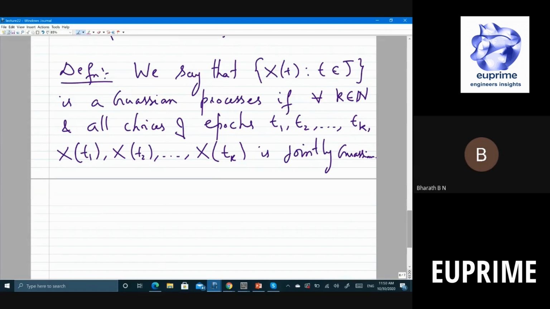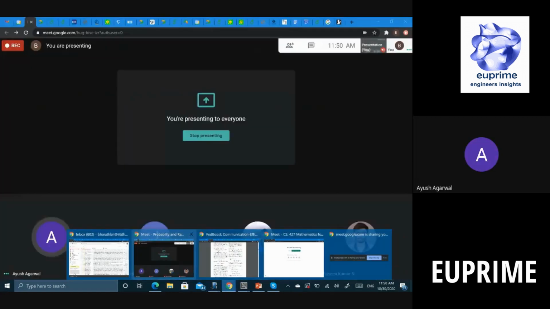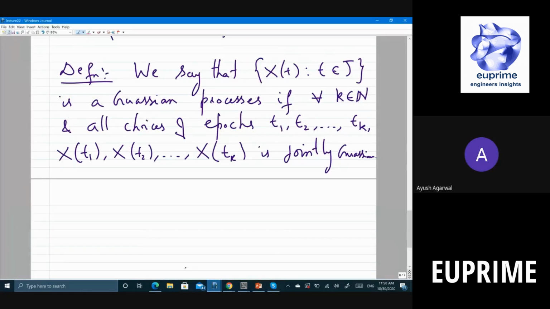Yes. Any questions? So here, is this the same as the one we defined for converting a jointly Gaussian vector to a Gaussian random variable?